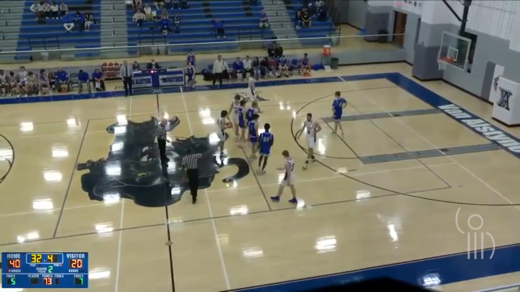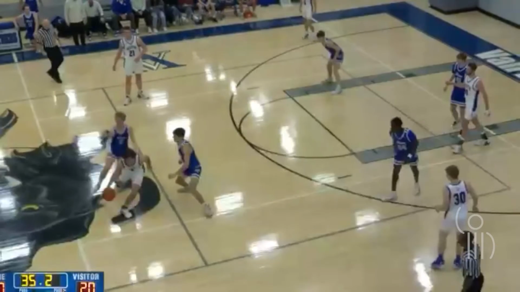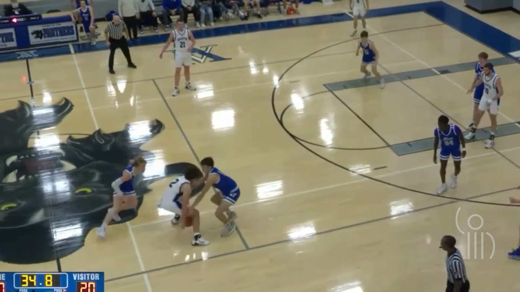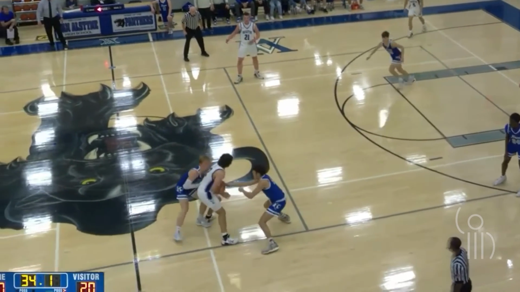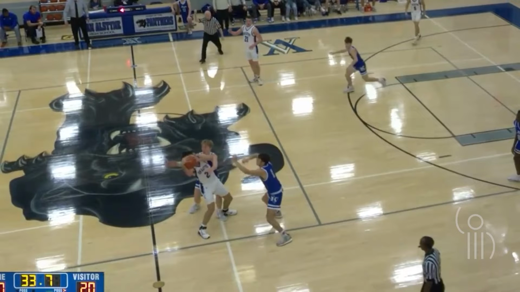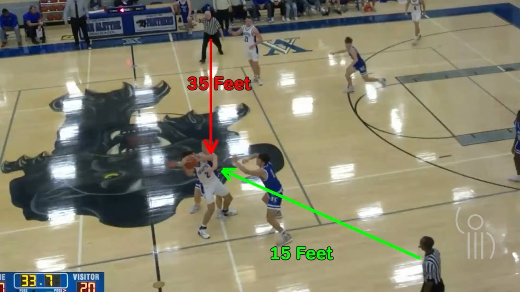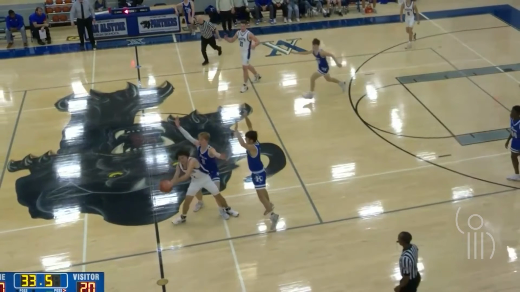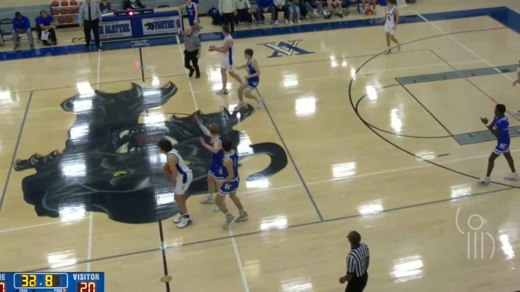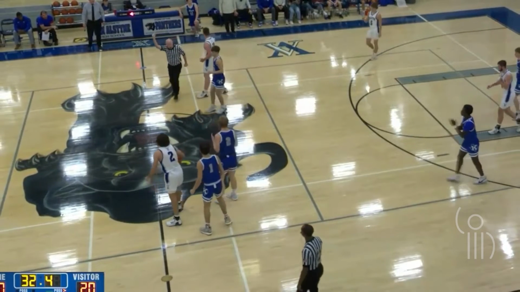Only one whistle on this. This isn't a double whistle, one whistle, but it comes from across the floor. Looks like there's some reaching in there. I can't tell because it's zoomed in, but he's 35 feet away or so. The other official's right there on top of the play.